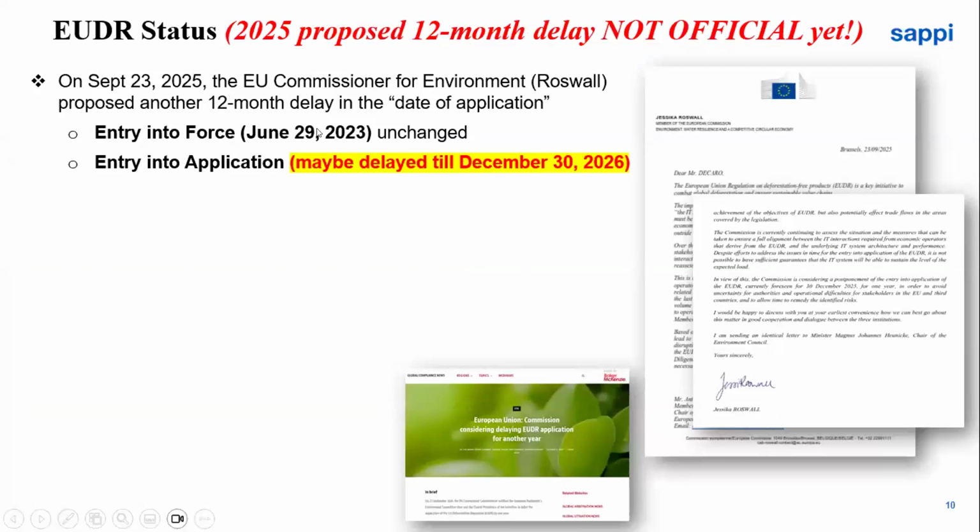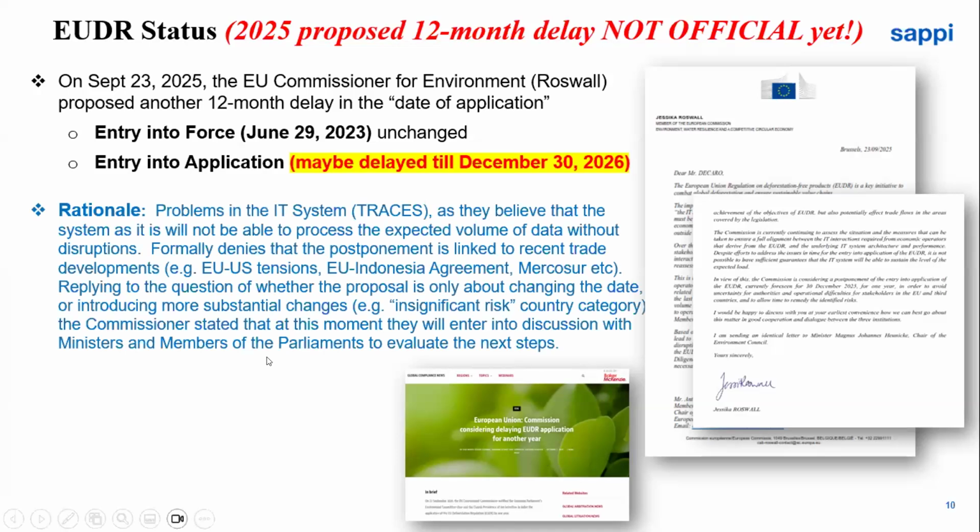What else has happened? Well, on September 23rd, the EU Commissioner for Environment, now there's a lot of commissioners. I'm learning more about EU politics than I ever wanted to know. But the EU Commissioner for the Environment, her name is Roswall, proposed another 12-month delay. So that would delay it till December 30th, 2026. And there's a press release. There's a lot of different stuff on the web that you can read about this. The rationale was problems with their IT system.